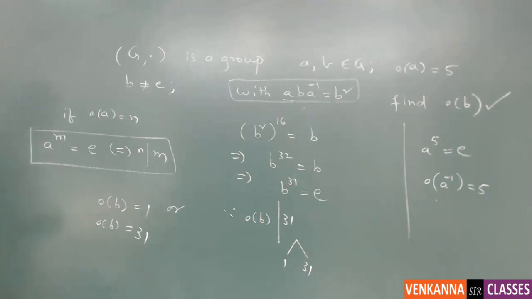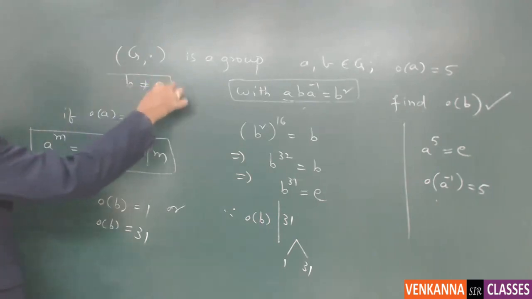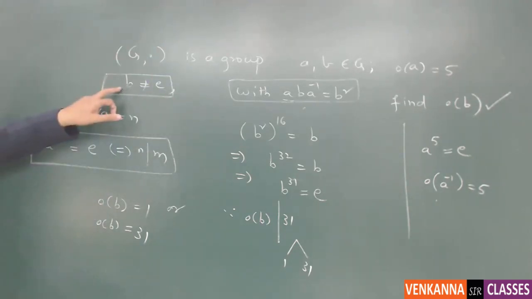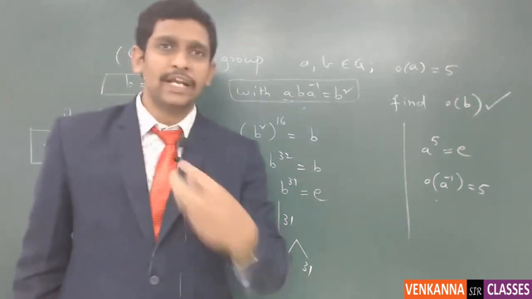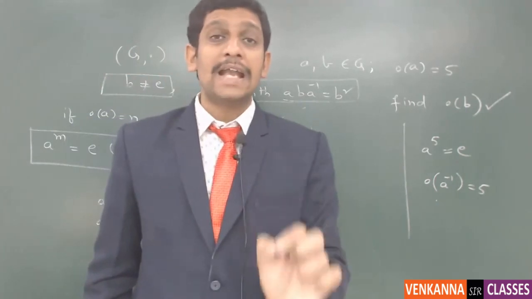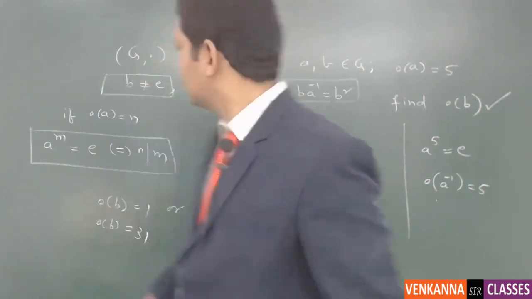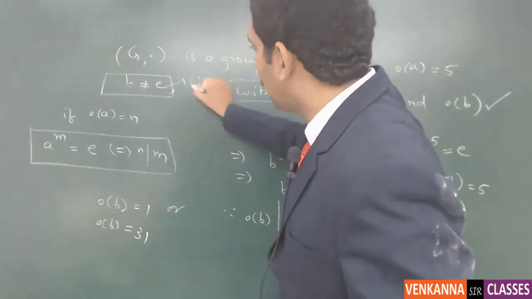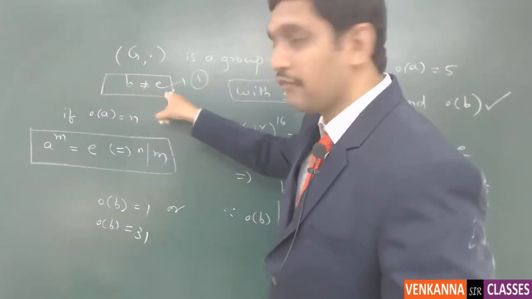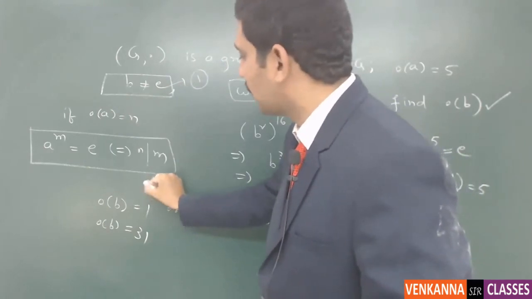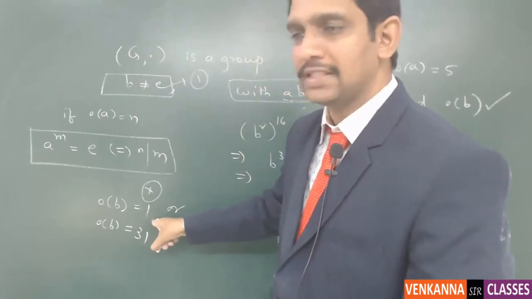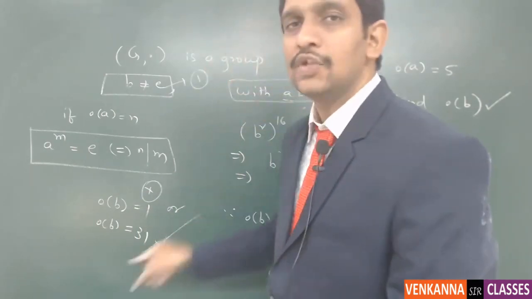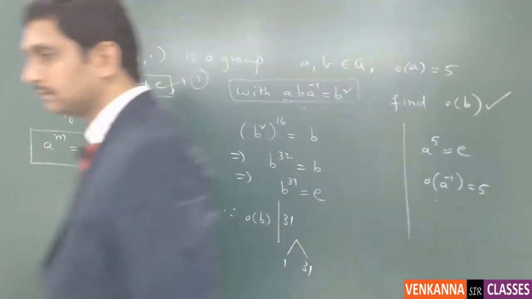So here, if you read the problem statement again, it is given that b is not equal to identity. As I mentioned, if you take any group, the identity element always has order 1. So e has order 1. Since these two are different, b cannot have order 1. So the first case has no possibility to exist. So this is the only possibility: the order of b is equal to 31. Fine.